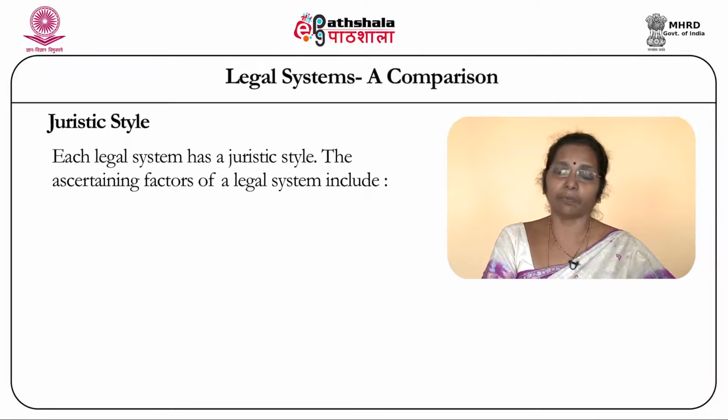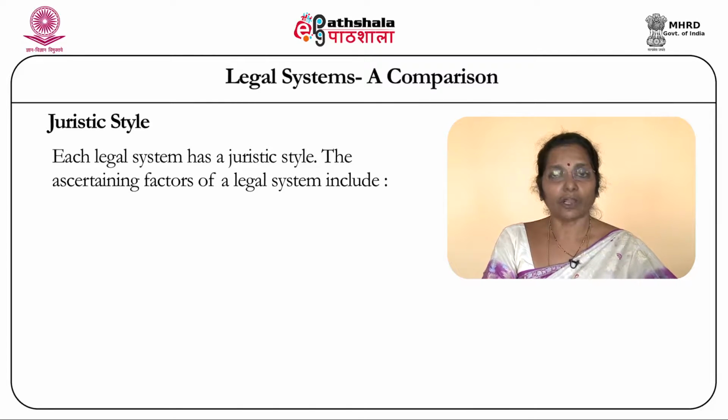Now, as I said, every legal system has a style of its own, which is called a juristic style. The juristic style of a given legal system includes certain factors which focus on what is peculiar to it. You may take a US model, or England, or the Indian legal system, or any other system. Each legal system has a peculiar juristic style, and there are factors to be ascertained regarding this juristic style.